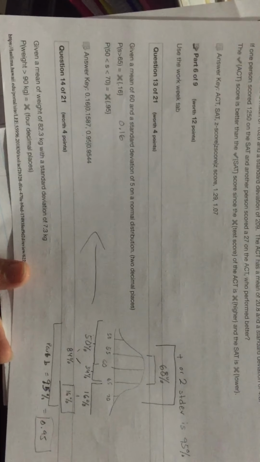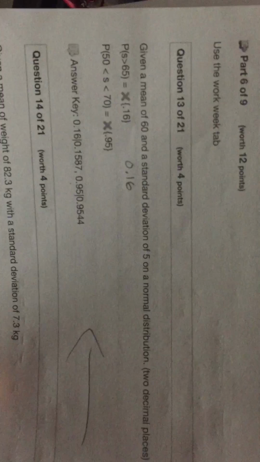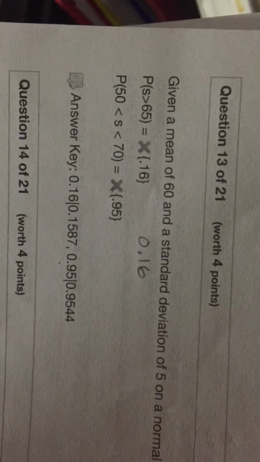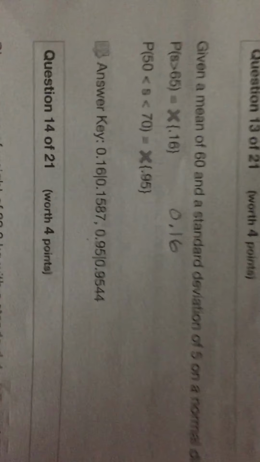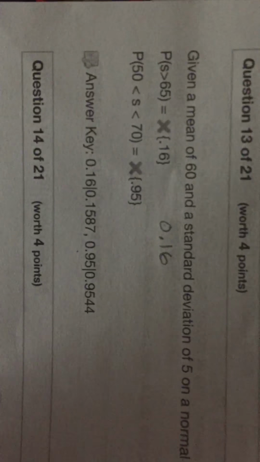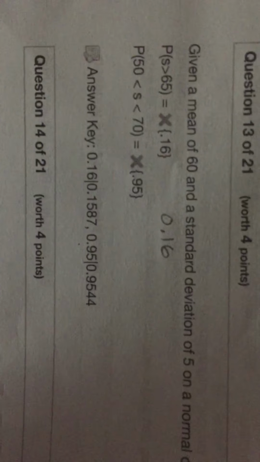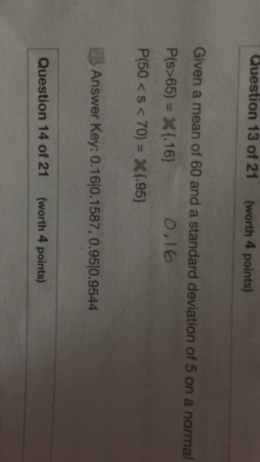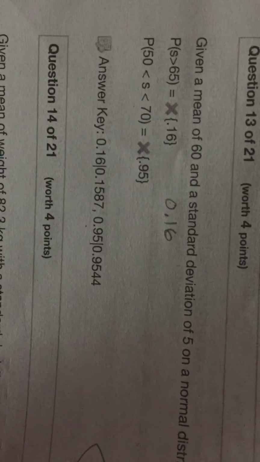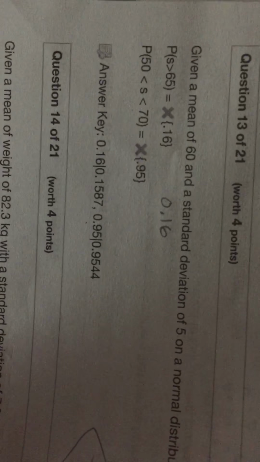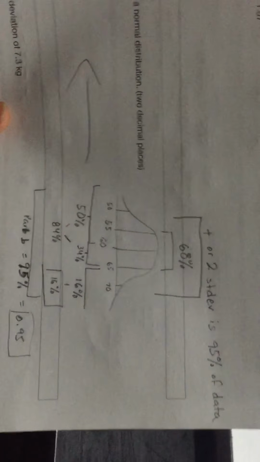And this was question 13, where it says, given a mean of 60 and a standard deviation of 5 on a normal distribution, to 2 decimal places, P(S greater than 65) equals. I put 0.16, but he wanted the 0.16, so it said I was wrong, but it's right, it's 0.16. And then the probability of 50 is less than S, less than 70 equals, and the answer would have been 0.95. So remember to put the 0 because the system wasn't reading it. But basically, this is what we have to remember.